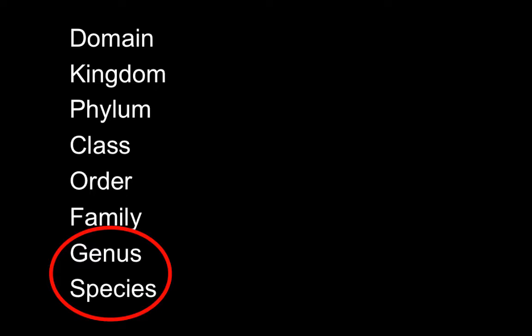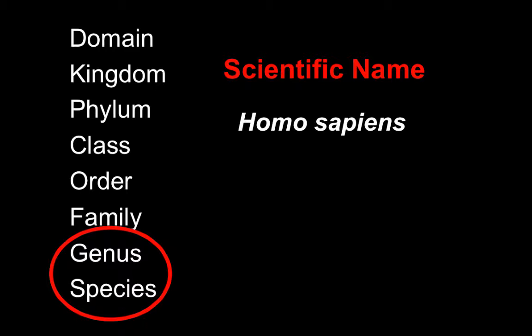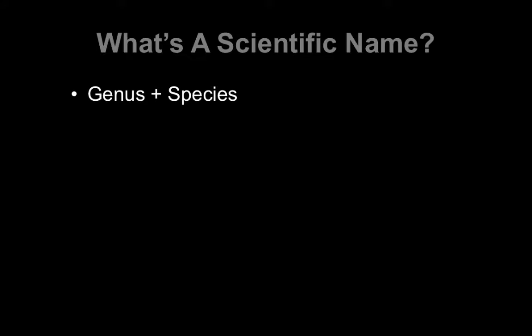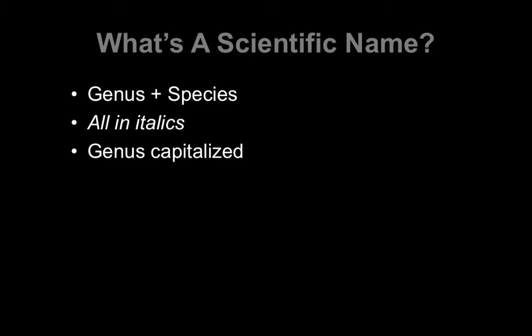So again, here's our 8 taxonomic groups, or classification groups. And we're really going to focus in on the genus and the species, because this gives an organism its scientific name. So for example, the scientific name of a human being is Homo sapiens. Homo represents the genus, and sapiens represents the species. So again, our scientific names are the genus followed by the species. We're always going to write this in italics. We're going to capitalize the genus. The species is going to be in lowercase.